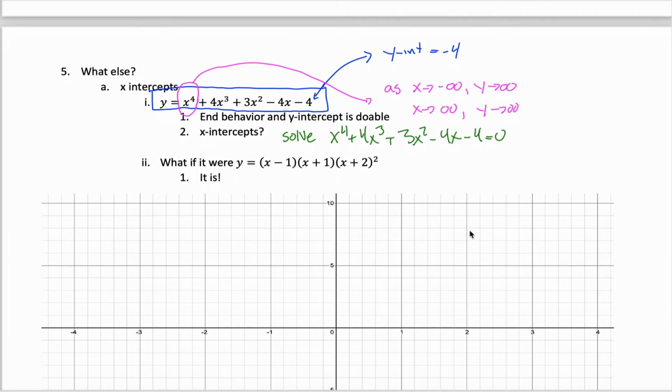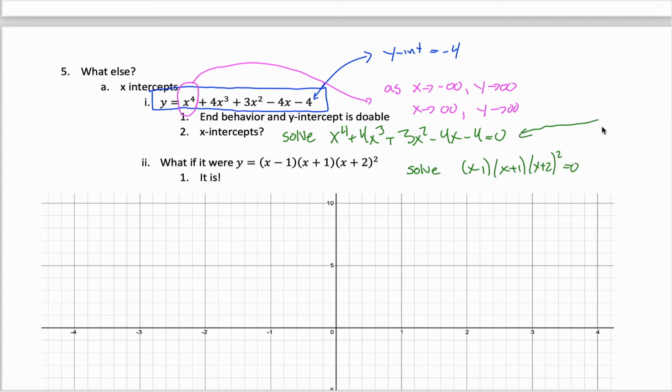Well, let's change the question around a little bit. Pretend that instead of my function being x to the fourth plus 4x cubed plus 3x squared minus 4x minus 4, the function were x minus 1 times x plus 1 times x plus 2 squared. Just pretend that that was the question for a minute here. And yes, I recognize that this might not look like a polynomial the way we define polynomials, but just grant me this, pretend this was your machine, and you're trying to figure out the inputs that would make the output equal to 0. In other words, pretend you were trying to solve x minus 1 times x plus 1 times x plus 2 squared equals 0.